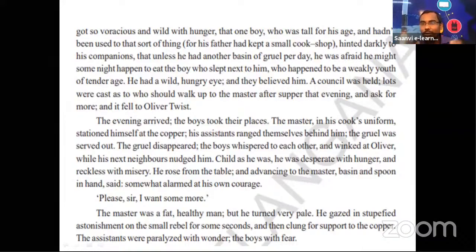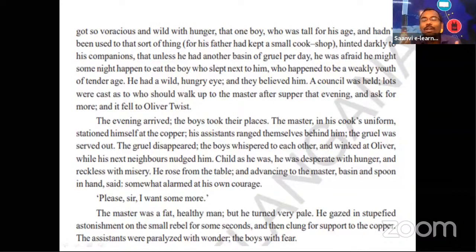So nobody is willing to go because the master himself is a fierce person. He is very horrible. So whoever goes to ask the master for one more basin, he will definitely slap him on his face. There is no doubt regarding that, isn't it? So nobody was willing to go and ask. Then they decided one thing. Lots were cast. They wrote everybody's name in small chits, and they selected one person's name.